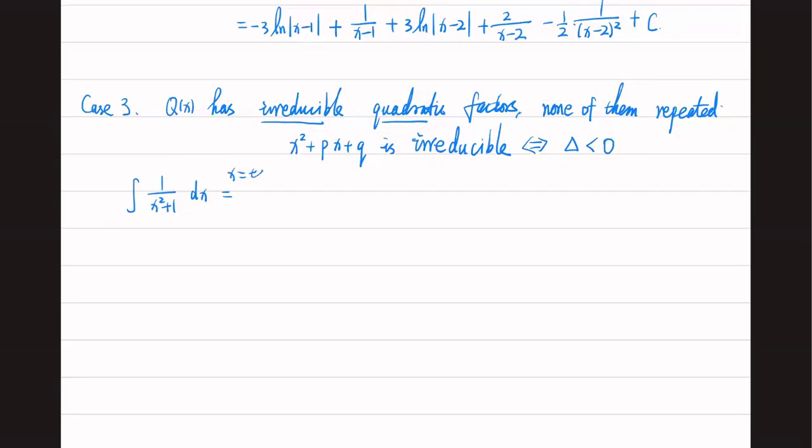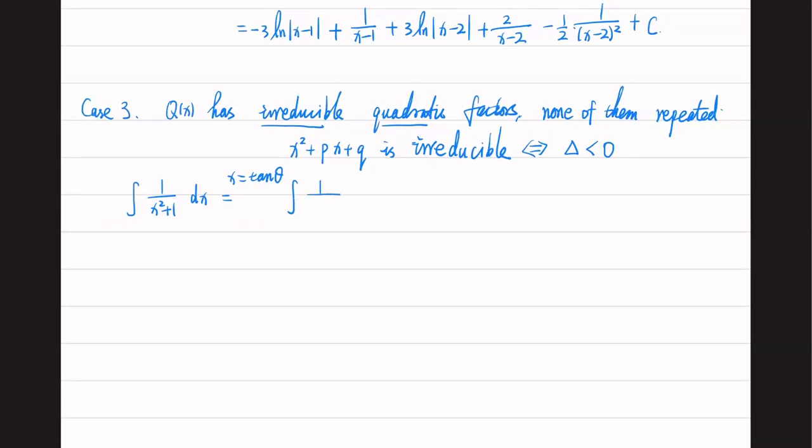x equals tangent theta. Then this becomes 1 over secant squared, dx is secant squared d theta. So it will be the integral of 1 d theta, plus c, and we go back to x, it will be arctangent x plus c. Okay, that's the first case.